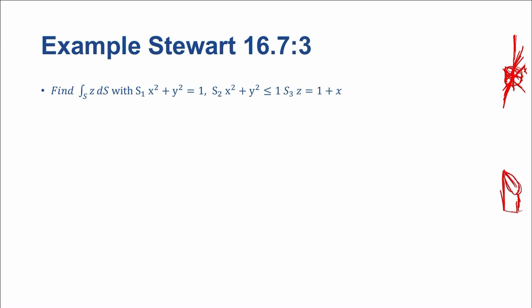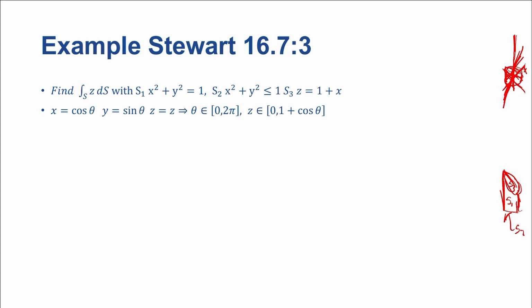But anyways, we're given these three surfaces. This is surface number 1. This is surface number 3, and then surface number 2 is down here. Okay, so anyways, let's try to determine this. We have a cylindrical shape.